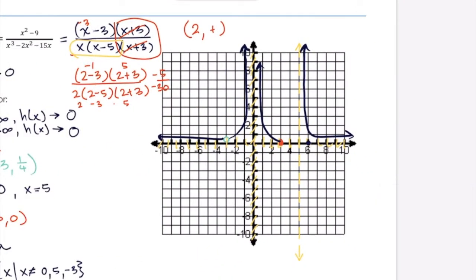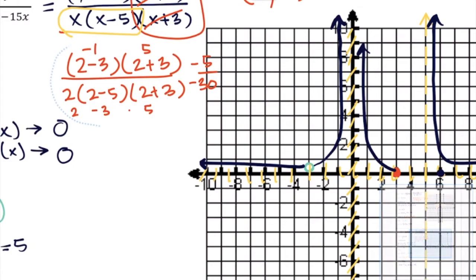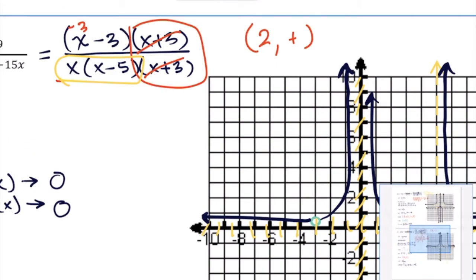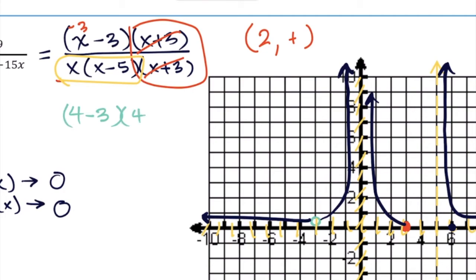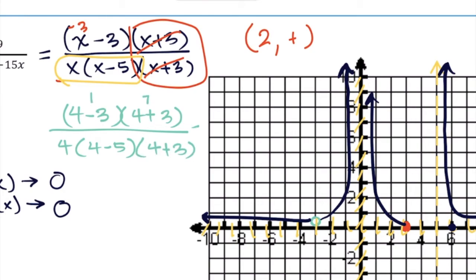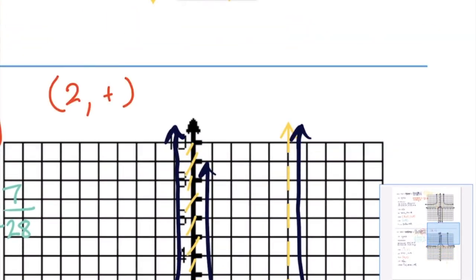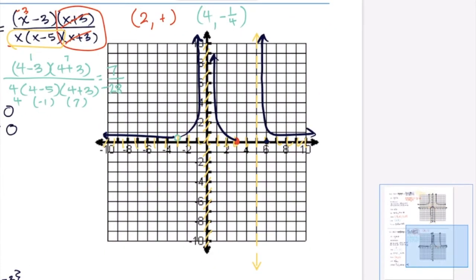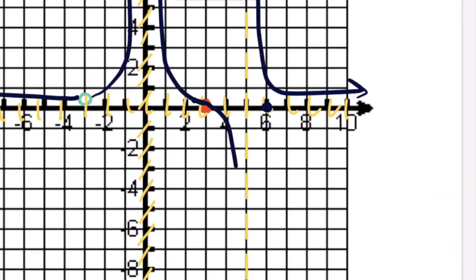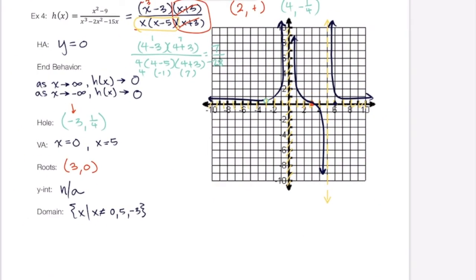So now let's see what the graph is doing on the right side of the root. Let's go ahead and plug in the point 4. So if we plug in 4, we get 4 - 3 times 4 + 3 over 4 times 4 - 5 times 4 + 3. So let's simplify from there. So 4 - 3 is 1, 4 + 3 is 7. So we end up with a 7 over. This becomes 4 times -1 times 7. So we get -28. So this is a negative 1/4. So at 4, we have this point. We have 4 and then negative 1/4. So that means that this function actually passes through or crosses the horizontal asymptote at that root of positive 3, 0.